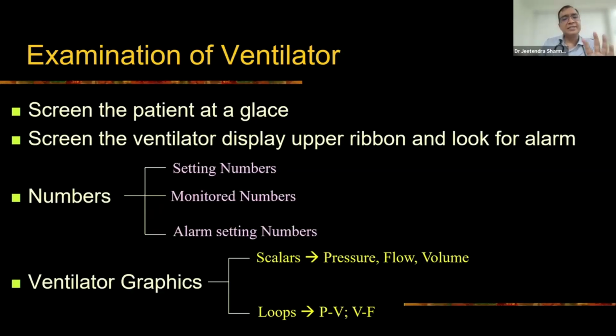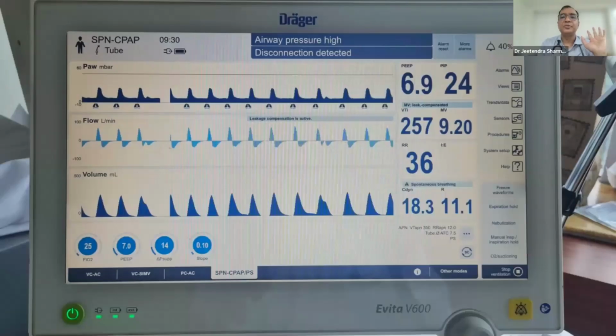Ventilator graphics: just see scalars or loops. Scalars are three: pressure, flow, volume, all against time. So pressure versus time, flow versus time, volume versus time, because that's mandatory. The last few slides are based on that only. From there we actually decipher which mode the patient is in, rather than seeing it on the panel. Similarly, loops: pressure versus volume and volume versus flow. Don't worry, I'm not going to describe these graphics right now. But this is a proposal. You have to just see it. Whether you understand or not is a different issue.